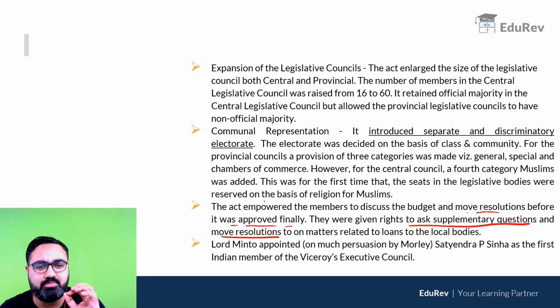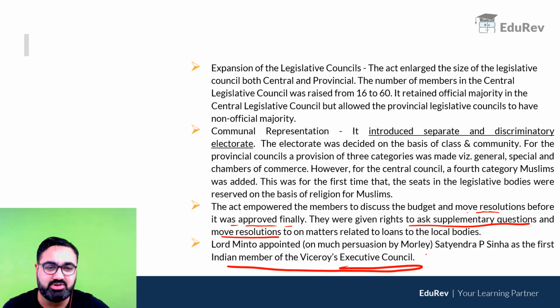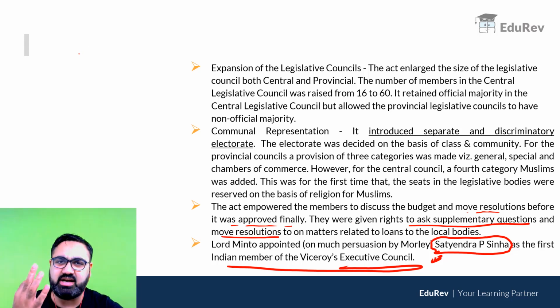Then one of the most important things that happened was Lord Minto appointed the first Indian in the Viceroy's Executive Council, that is Satyendra Sinha. Very, very, very important. Now don't be confused. There are many students who get confused. Say, अरे सर 3 Indians को पहले ही appoint कर दिया गया था, हमने पढ़ा था 1861 में.